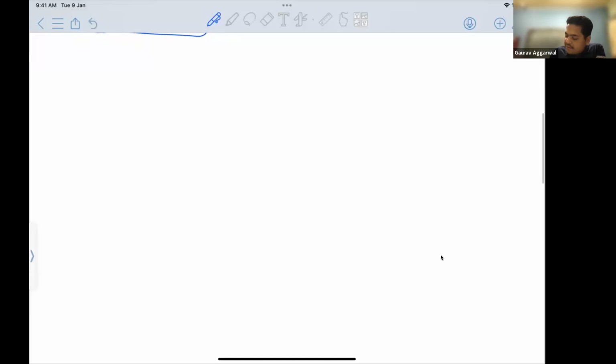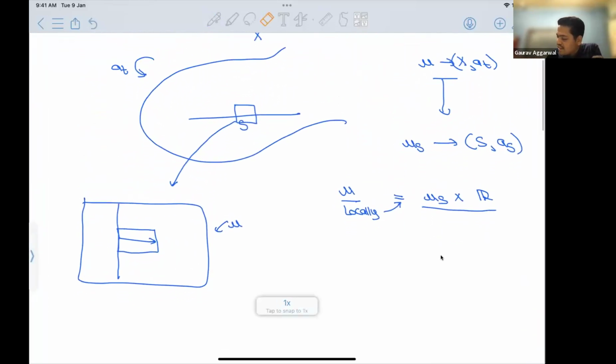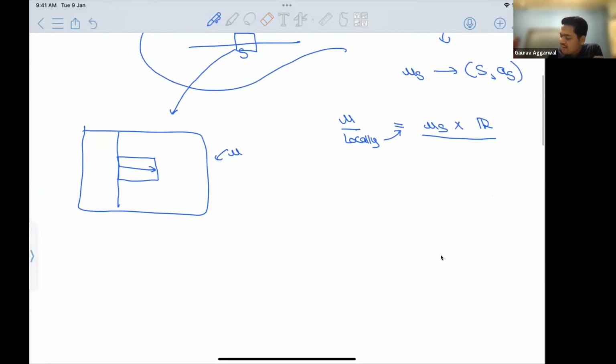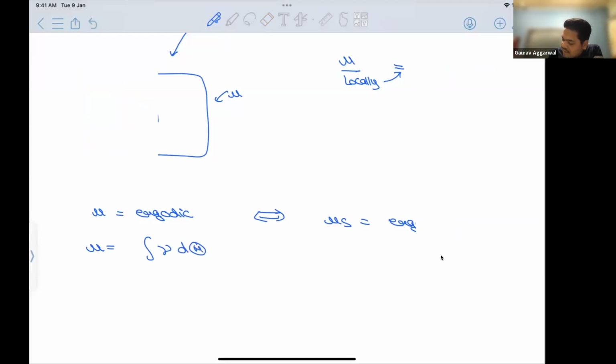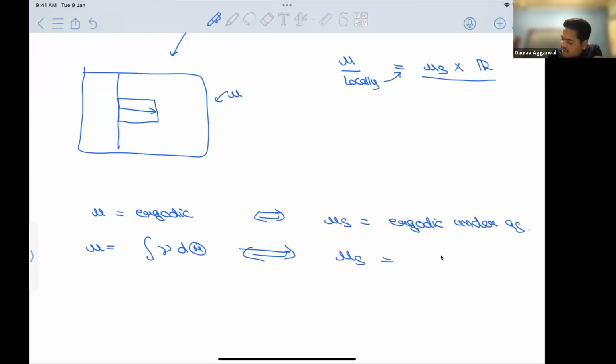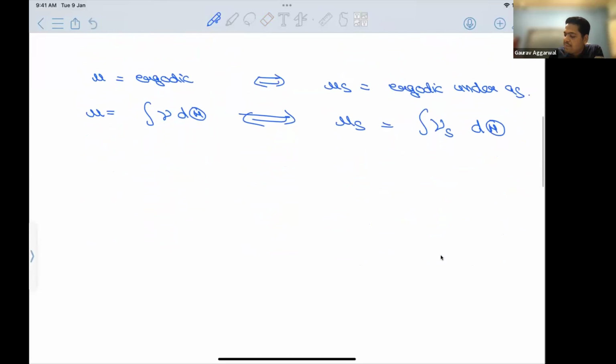In our paper, we developed similar theory, and not only this, there are some other constructions, and this correspondence is very good. So mu is ergodic if and only if mu_S is ergodic under A_S. And if we decompose mu into its ergodic decomposition, then this corresponds to the ergodic decomposition of mu_S, so each mu_S corresponds to a measure mu.